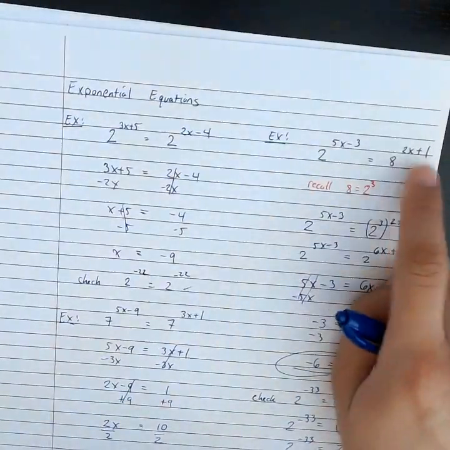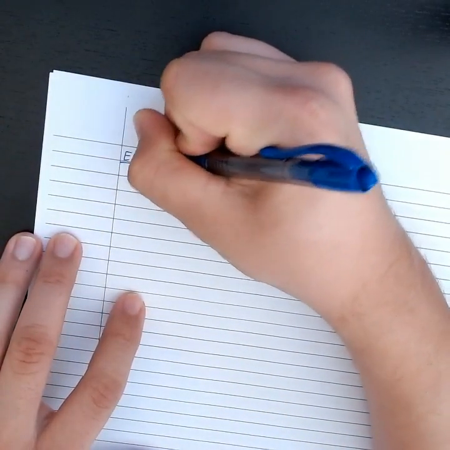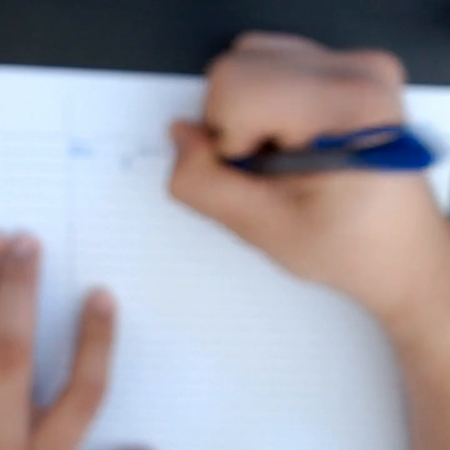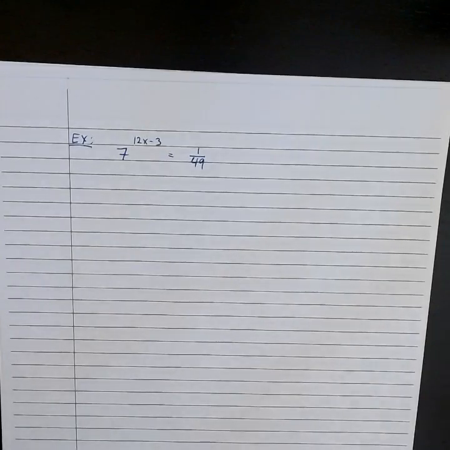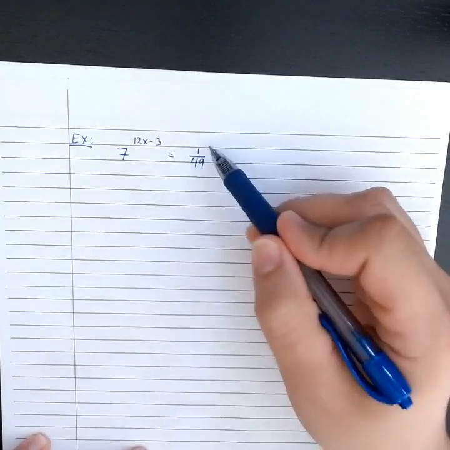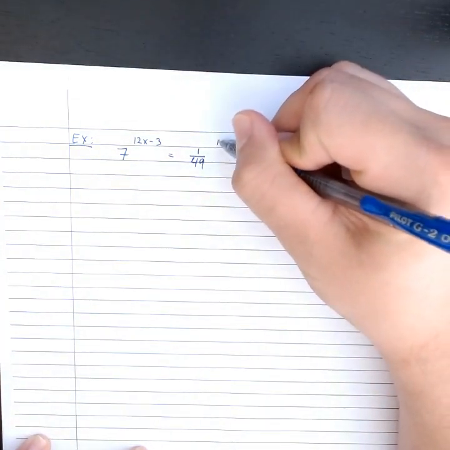In some cases, you won't even have a power on one of these, and that's okay. Because after all, if something doesn't have a power, well then, automatically that means its power is 1. So for example, I might have 7 to the power 12x minus 3 is equal to, let's say 1 over 49. Okay. Now, we can take these, and even though they don't have the same base, we can write them in the same base. All right. You notice this doesn't have a power. That's fine. If something doesn't have a power, that just means its power is 1.